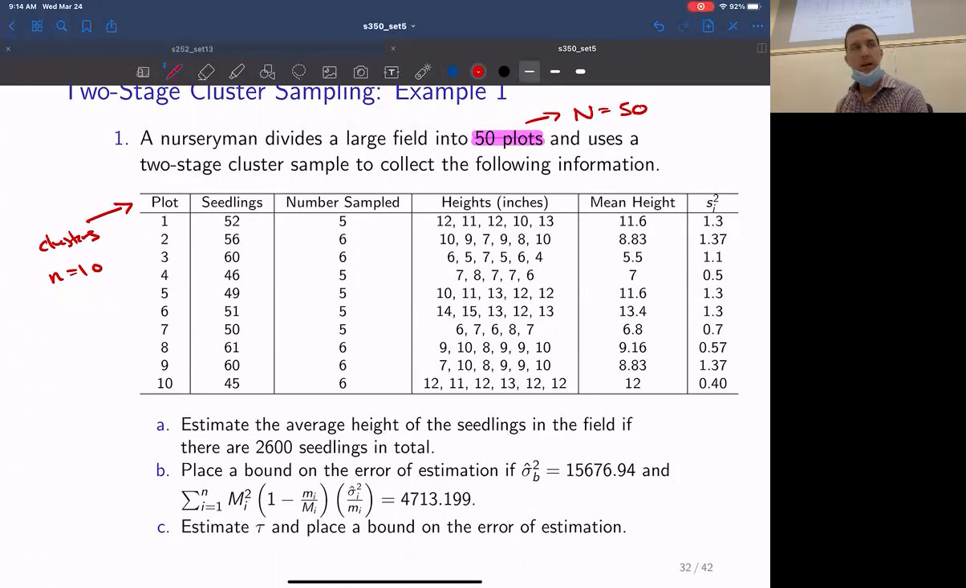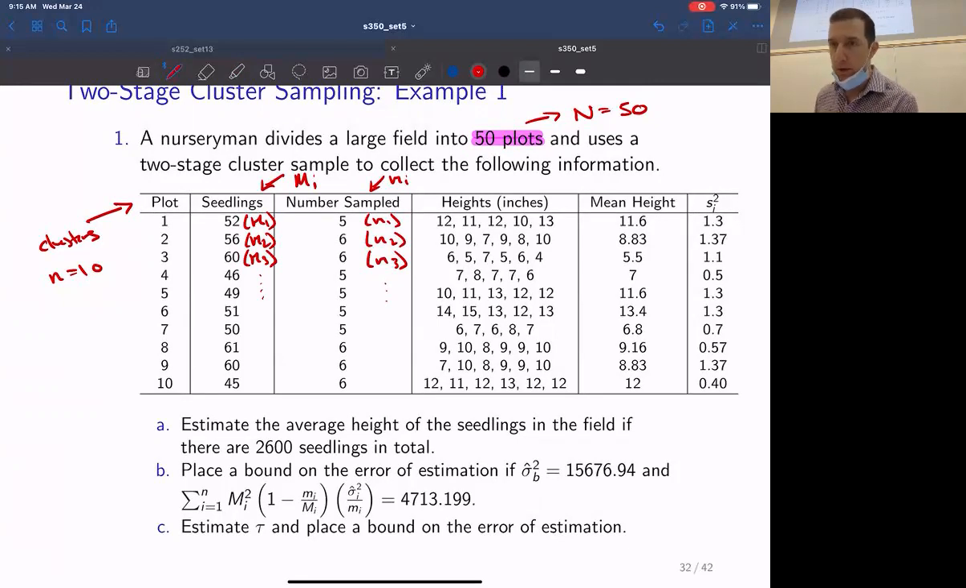In each plot, we have a number of seedlings and then the number of seedlings that were sampled. The first column, seedlings, represents the total number of elements available to us in the cluster. So each of these is the capital M_i. For example, we have M1, which is 52, M2, which is 56, M3, which is 60, etc. So this is the number of elements within each of the different clusters. Here we have the number of elements sampled. So this is going to be the little m_i. For example, we sampled 5 from 52 observations, 6 from 56 observations, 6 from 60 observations, etc.